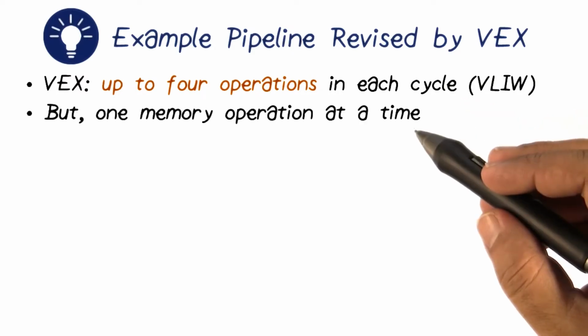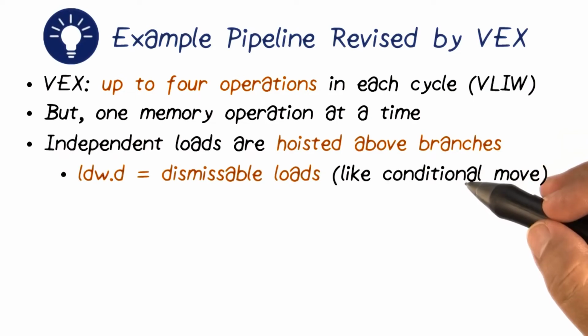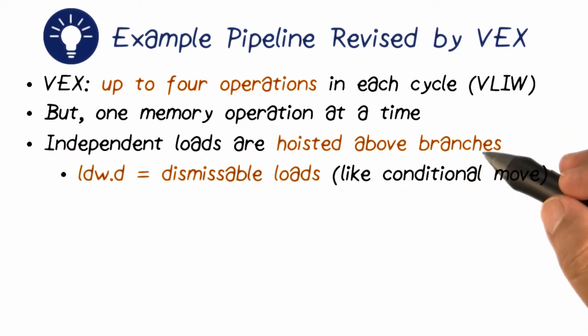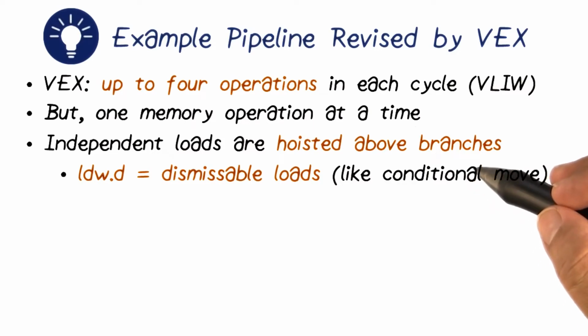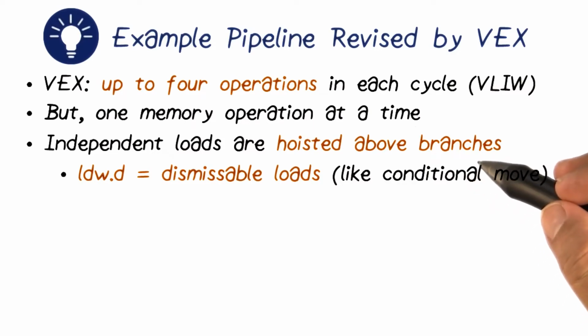In VEX, there is only one memory operation allowed in each slot. This is so because there is only one memory unit available in the processor. One other interesting part of VEX is it allows dismissible loads which could be hoisted above the branches. In other words, the loads could start early before the branch outcome is known. This is done so that we can take care of their latencies without waiting for them.